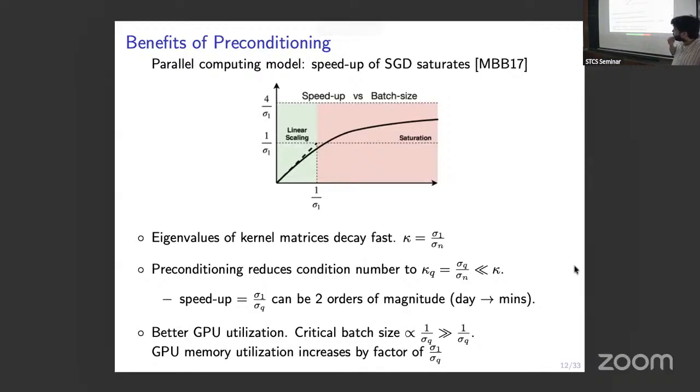And then it also helps me better utilize my GPU resources. Earlier, my critical batch size was much smaller. It was 1 over sigma 1. Now it has gone up to 1 over sigma q. So I can better utilize my GPU. I can actually tune q so that my GPU is fully utilized in some sense.